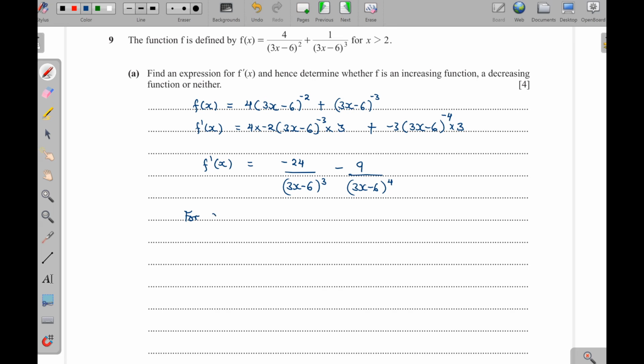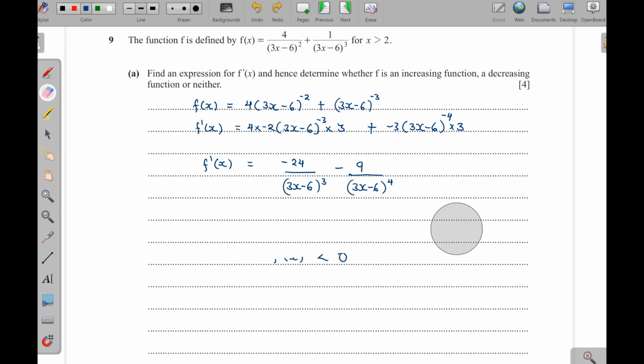4x greater than 2, then (3x minus 6) cubed will also be greater than 0. Then (3x minus 6) to the power of 4 will also be greater than 0. This therefore implies that f prime of x will be less than what? 0, because of this minus and this minus here. Okay, I can even put this as 1. Maybe that is even better.